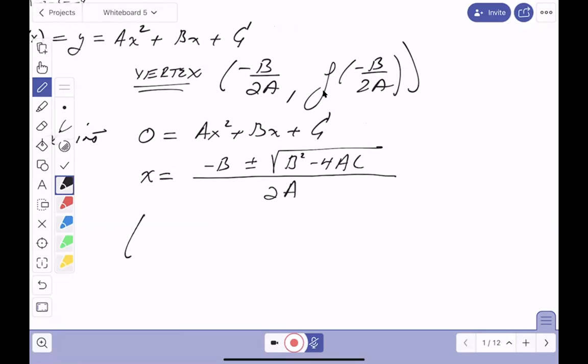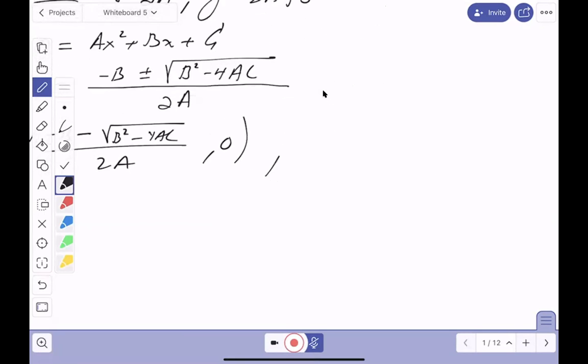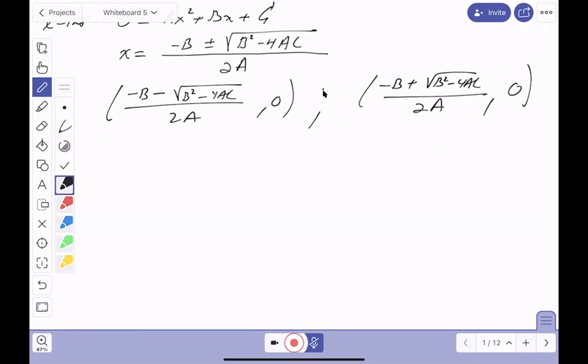So I got two x-intercepts. And what are they going to be? Let's write this down. Minus b minus the root of b squared minus 4ac, over twice a. The y would be 0. That's one x-intercept. What's the other one going to be? Well, the other one's going to be minus b plus the root of b squared minus 4ac, over 2a, comma, and the y would be 0. Again, they're x-intercepts.